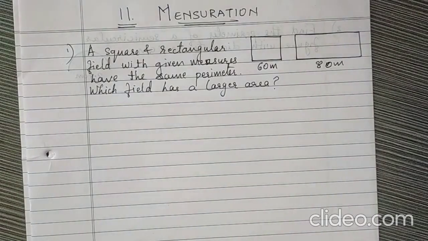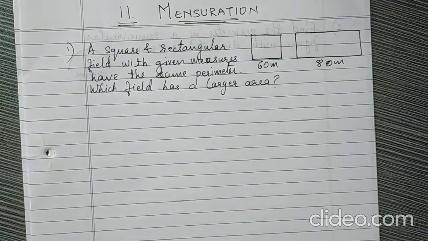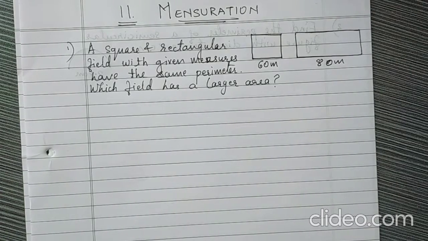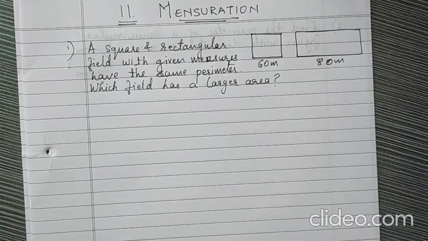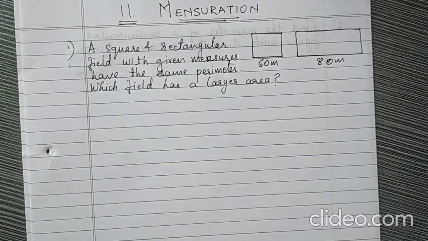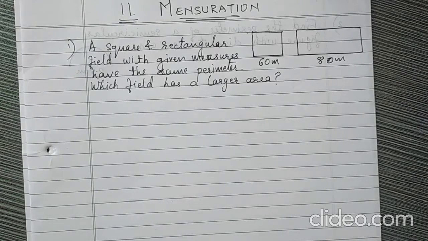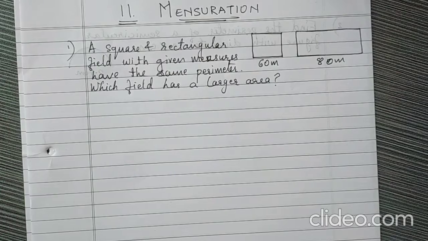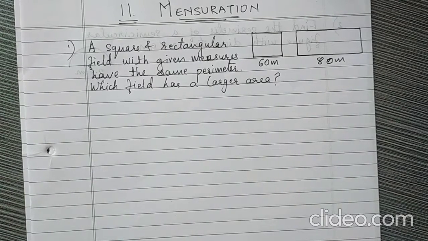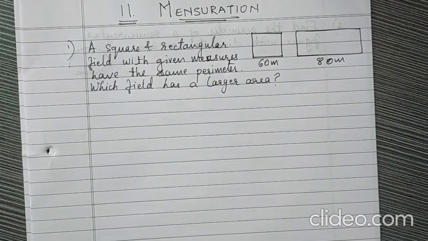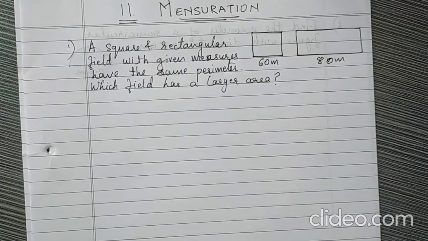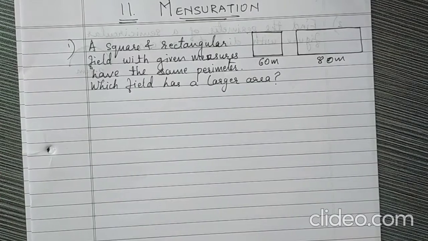Today I am going to explain your chapter number 11, that is mensuration. In this chapter we are going to learn about perimeter and area of different surfaces and the volume of different types of figures or shapes, right? Now the related formulas of this chapter have already been sent to you, so let us see a few examples on it.